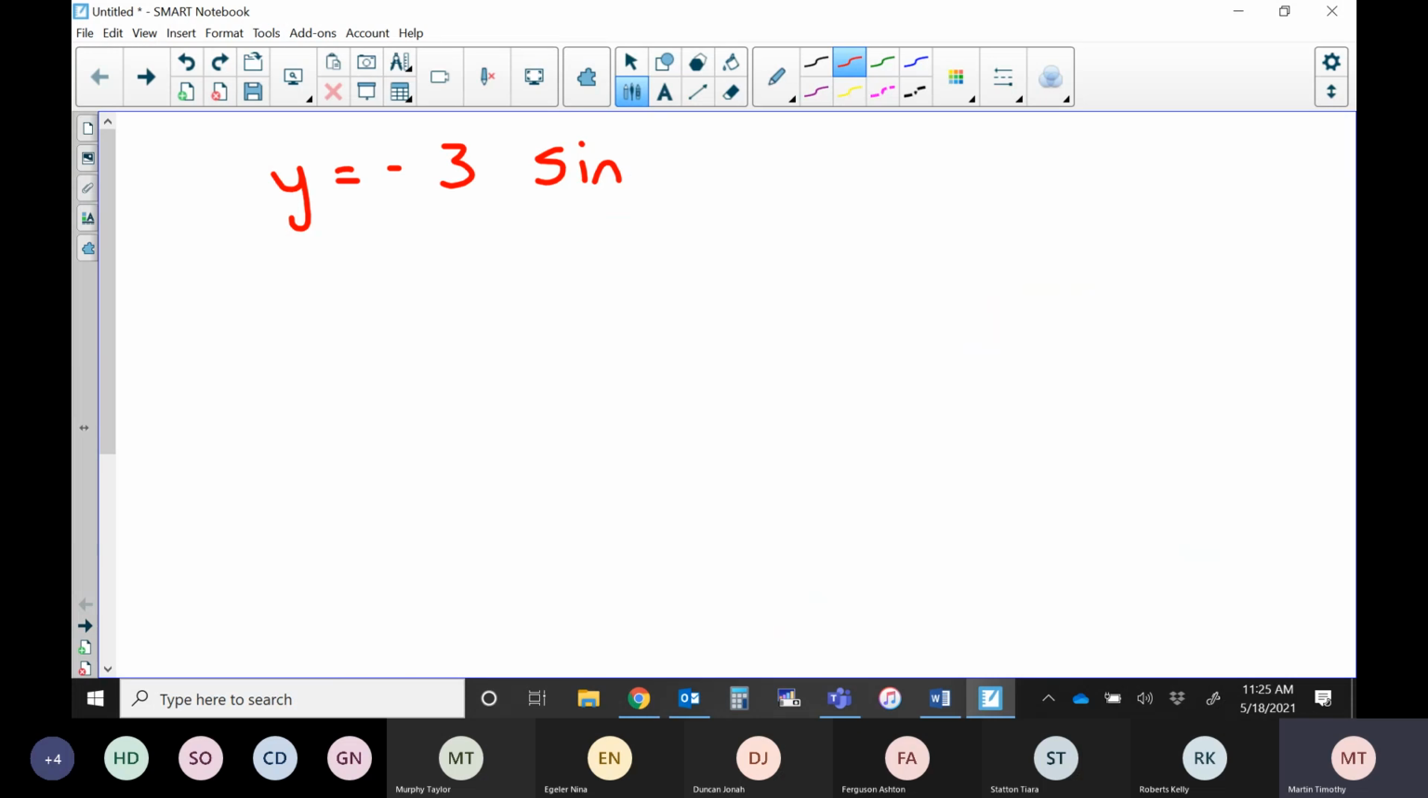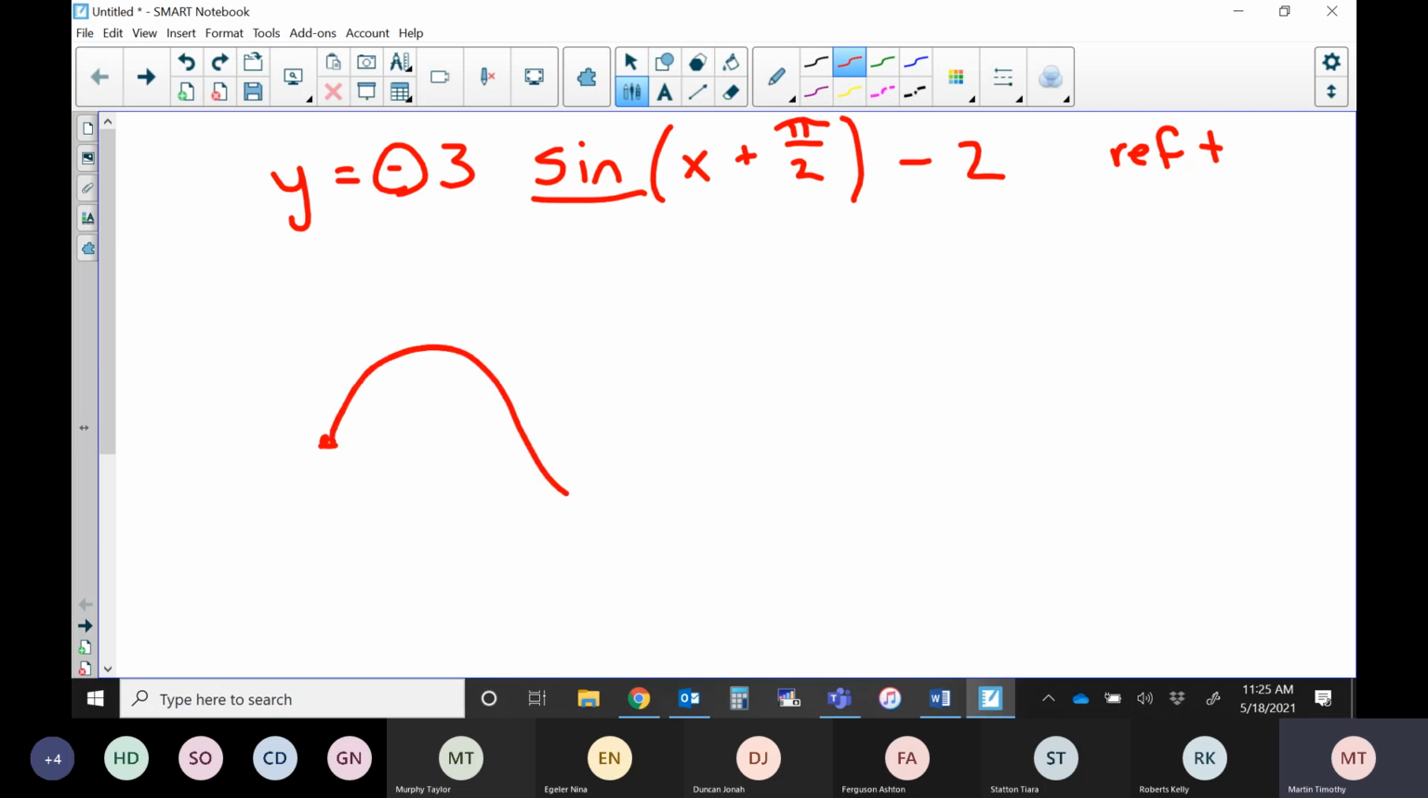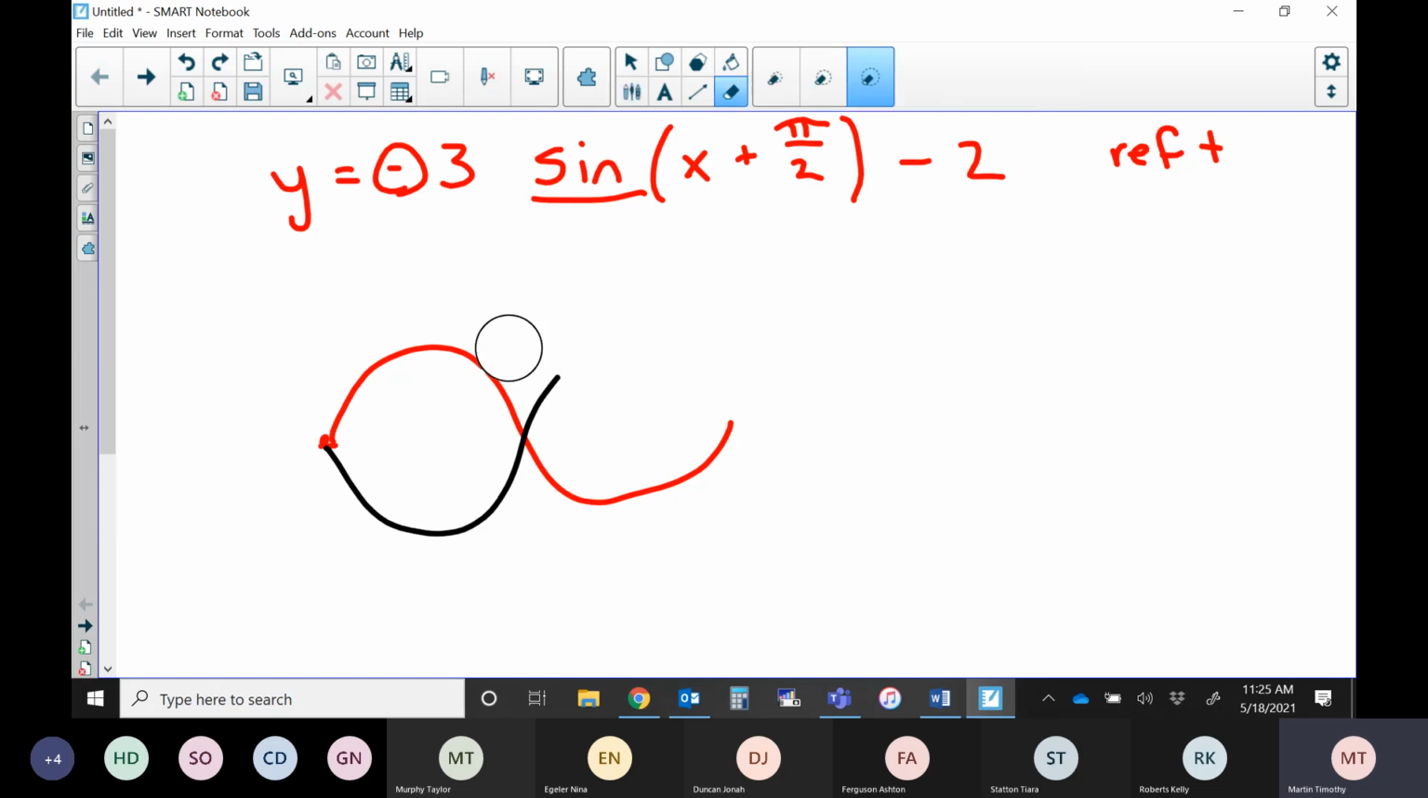Sine of x plus pi over 2 minus 2. This one has everything basically that we've talked about. This right here tells me that it's a reflection. So that means since this is a sine one that starts at 0, 0, normally it would do this. Because it's a reflection, I know it's going to do that. Okay, so I have that in mind. That's what that negative in front tells me. It's going to start down.